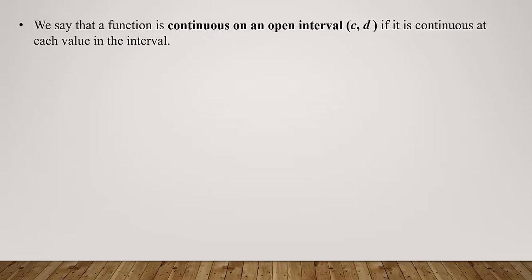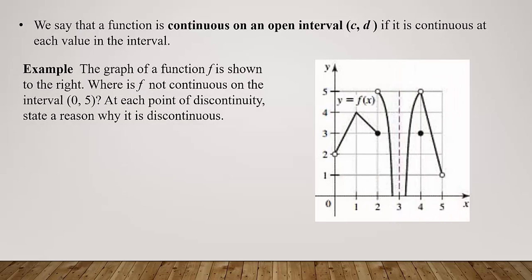So one more quick item. We're going to say a function is continuous on an open interval (c, d) if it is continuous at each value in the interval. So we're going to do a couple of examples now. The first example is just going to be identifying where a function is not continuous. And then the second example is going to be finding intervals where a function is continuous. So let's look at the first example.